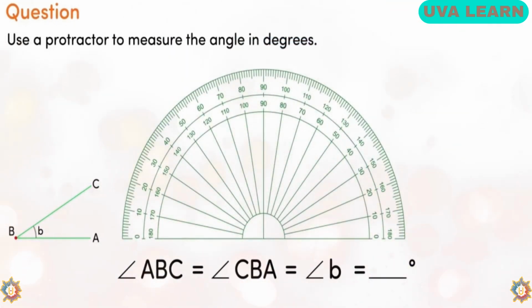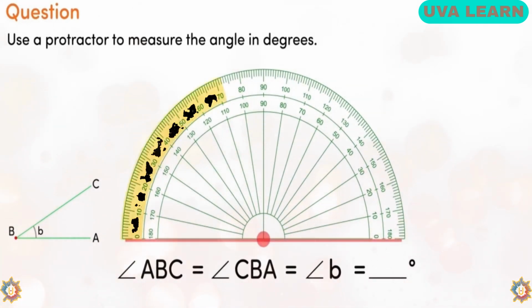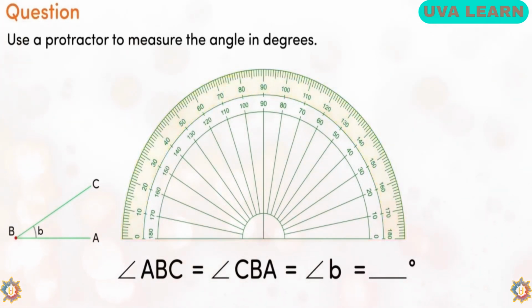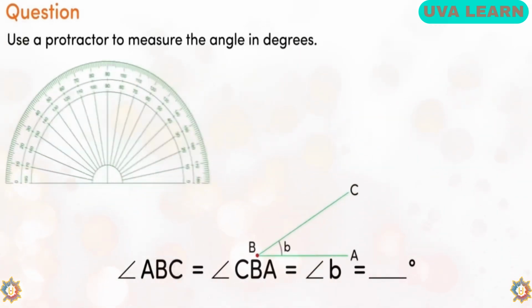Let's understand some of the very important parts of a protractor. A protractor has a center, the baseline, an outer scale that measures from 0 degrees to 180 degrees, and lastly an inner scale, which also measures from 0 degrees to 180 degrees in the opposite direction.